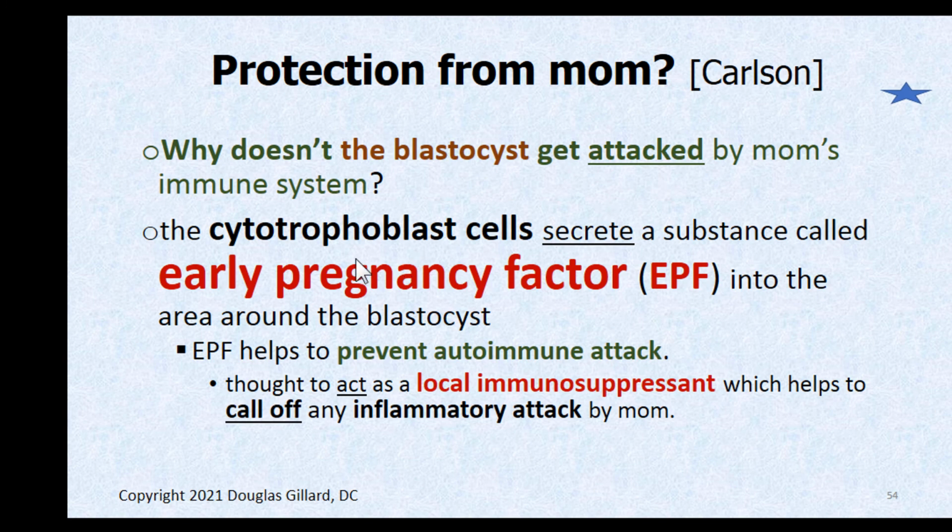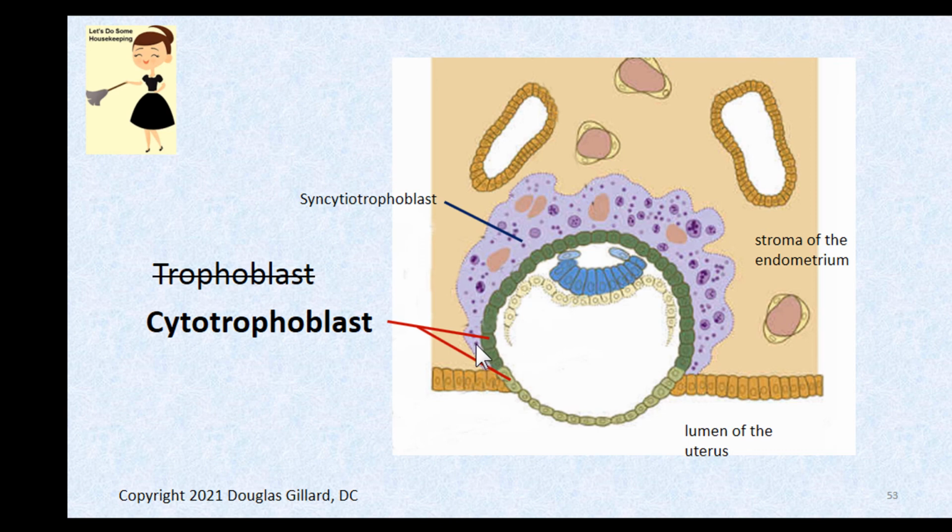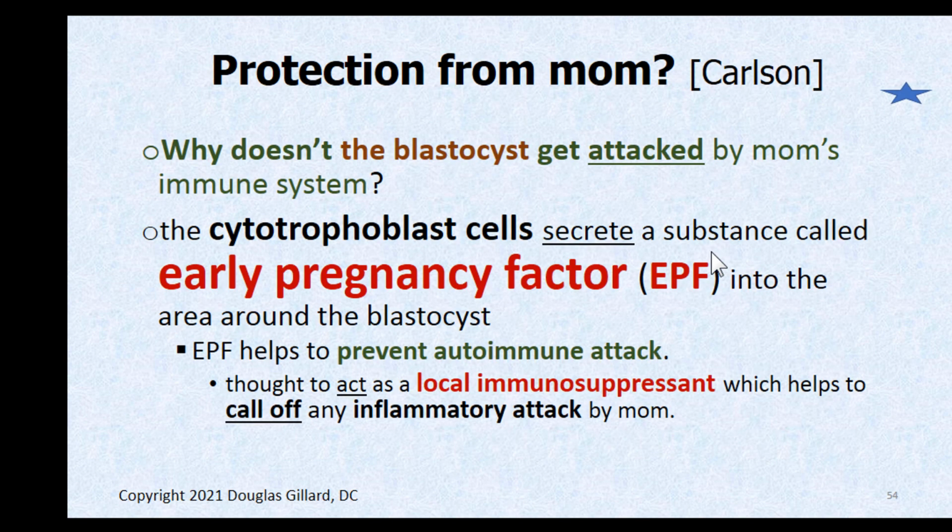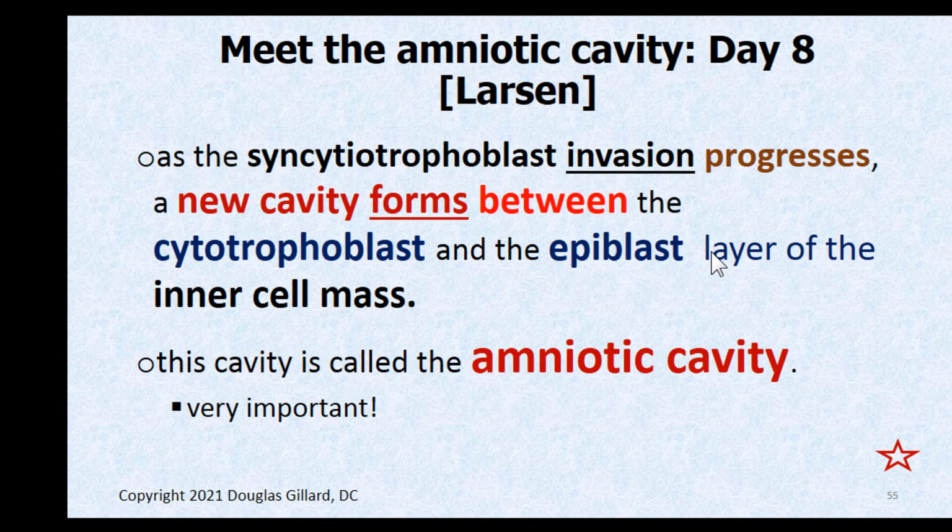But the cytotrophoblast cells of the little embryo secrete a substance called EPF, early pregnancy factor. It's another thing that can be detected. Some pregnancy tests use this one. And we won't get into all the mechanisms, but basically it forms a kind of shield of this juice. EPF is floating around here on the outside, and it protects the embryo from attack from mom. It shuts off immunosurveillance. I won't get any deeper into that, but it protects from mom. We'll look at another mechanism next week as well.